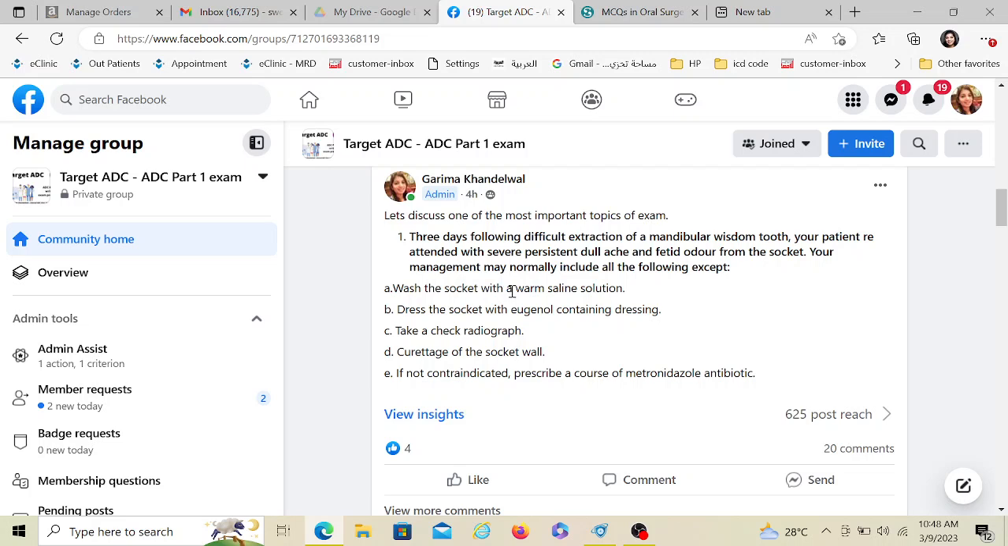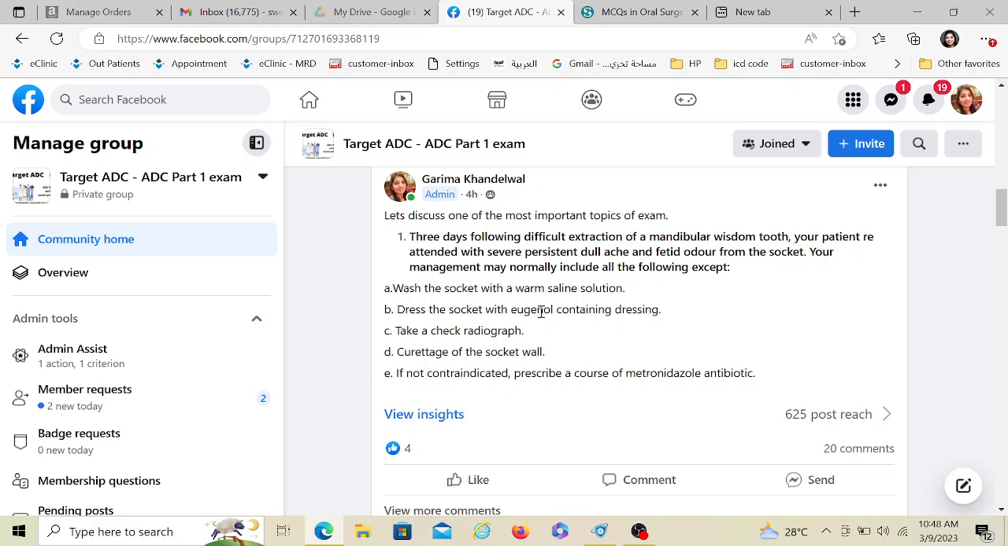Wash the socket with a warm saline solution. Now it can happen that there's a lot of food debris and you actually cannot see the socket, and since the patient is having a lot of pain and there is odor also, it's quite possible that a lot of food debris is there. So washing the socket with a warm saline solution is right. You can do it in the first appointment.